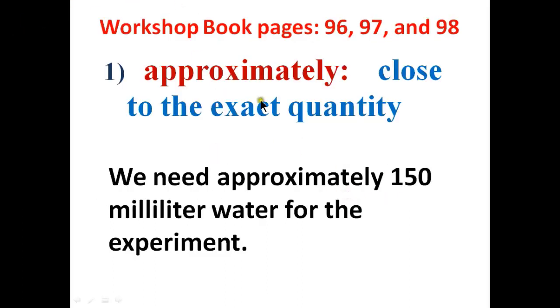The first word is approximately, with the meaning close to the exact quantity. Close to the exact quantity is the meaning for the word approximately. Now you are going to write the sentence. I will dictate to you. We need approximately 150 milliliter water for the experiment.